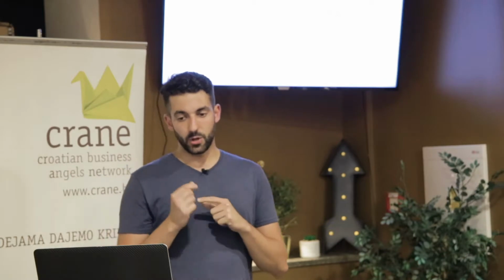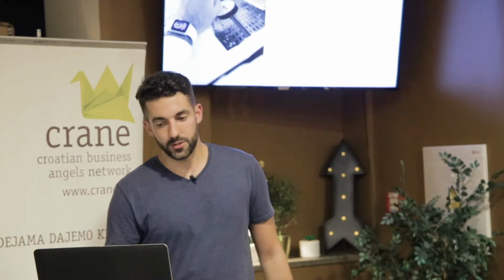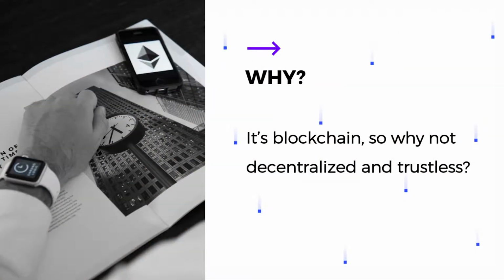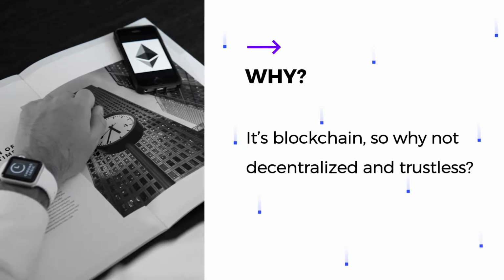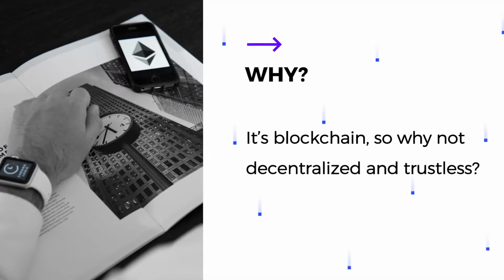So the whole of today's talk is how we at ChronoLogic have found a way to make sure that a transaction happens at the exact time. The problem is, how can we guarantee that the transaction will be executed at a certain point in the future? Let's also mention why we're doing this. Since it's the blockchain, we need a decentralized and trustless way of doing this.